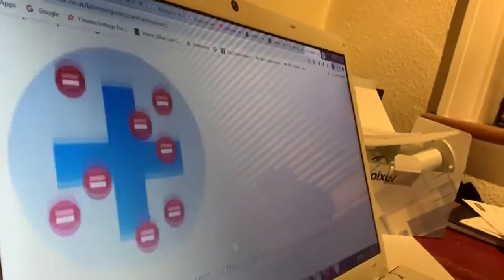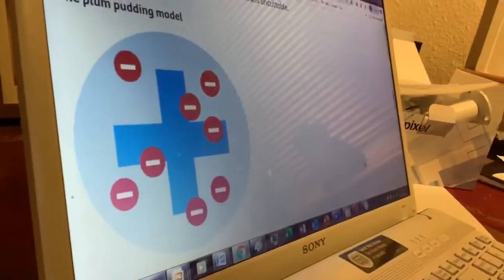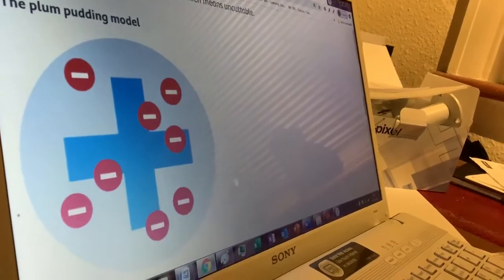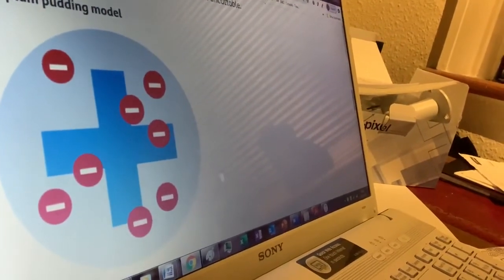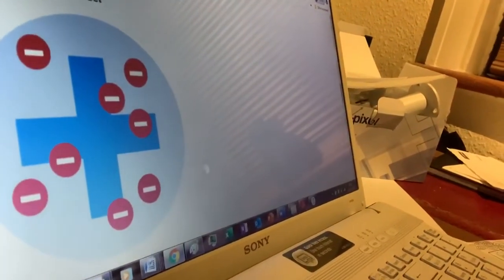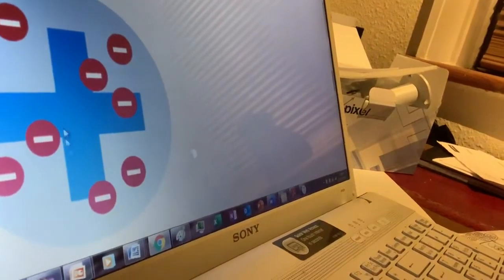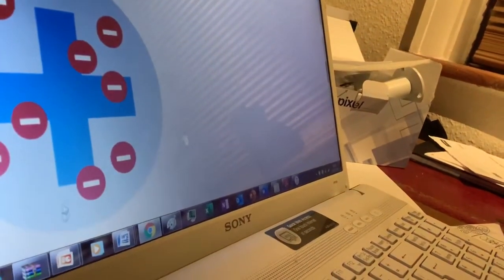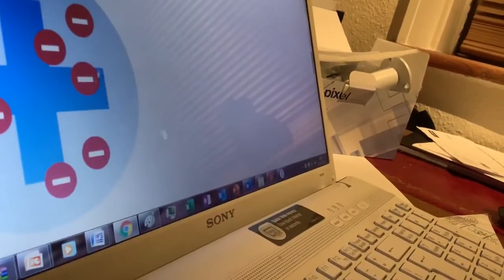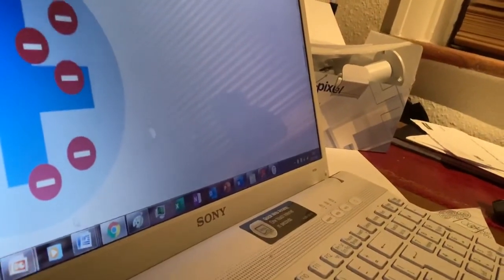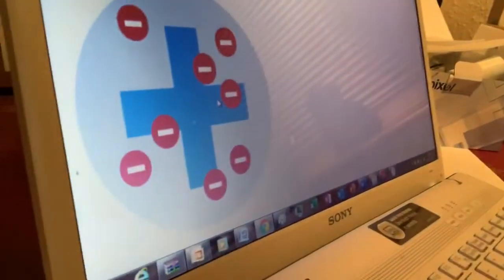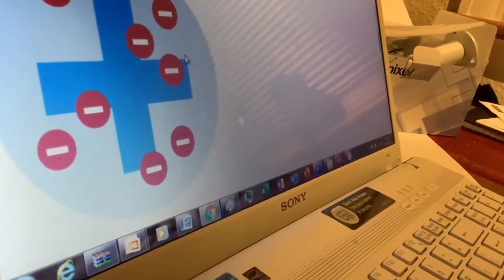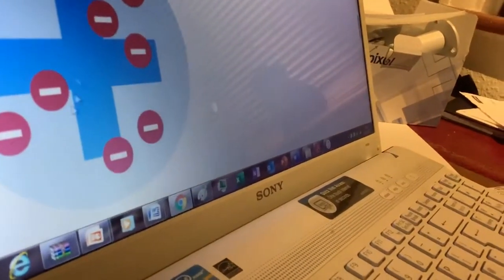If I turn the camera around, you can see what's going on here. We've got a plum pudding model. Literally, it's like a plum pudding where we have a piece of dough. The dough is all positively charged, so the positive charge represents all the flour, the dough. But inside it, you have electrons, charged particles, that are negative and scattered around.